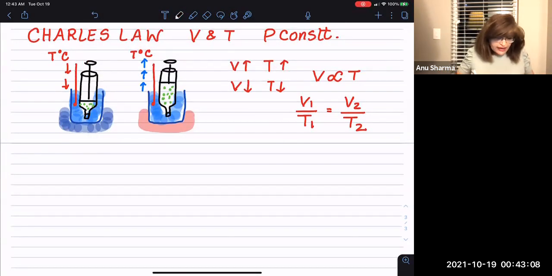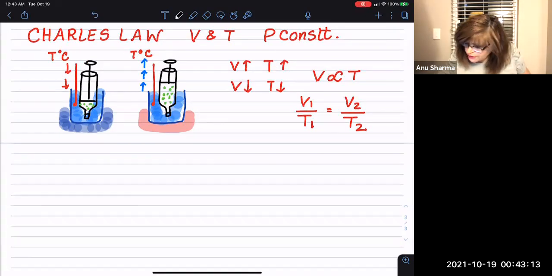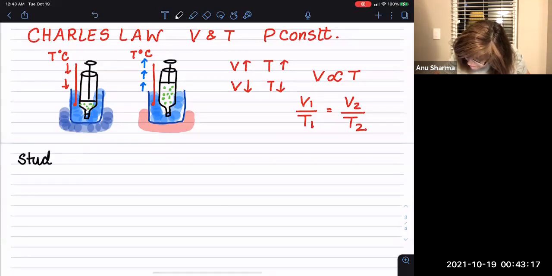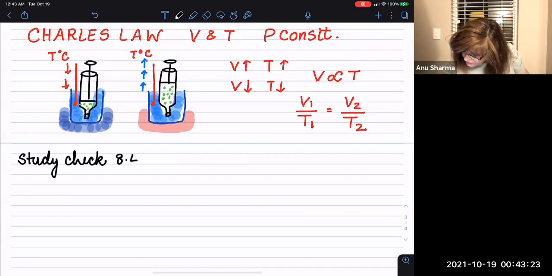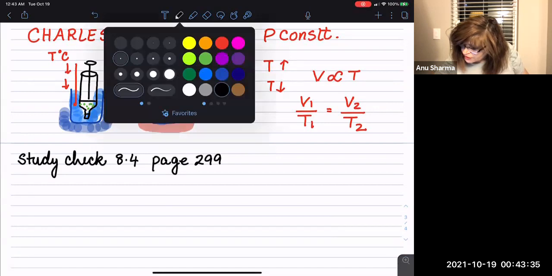And let's look at this problem on page 299. So this is the study check problem, and that is 8.4. This is study check 8.4, page 299. Okay, what do you see here?